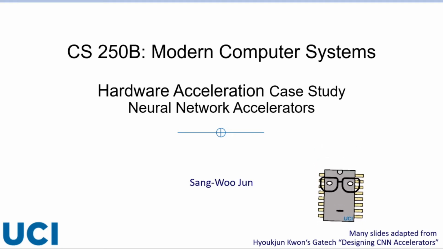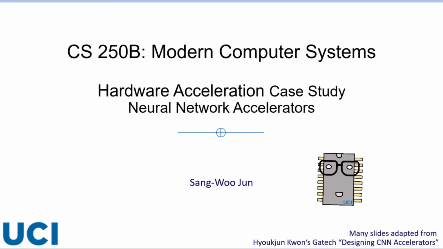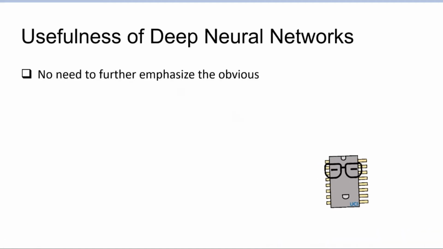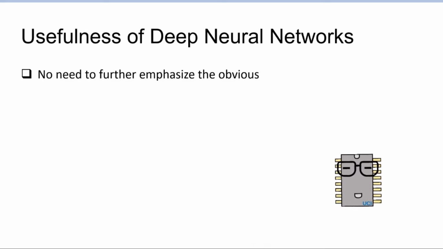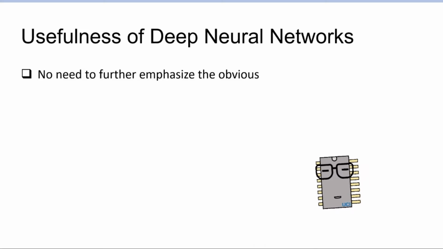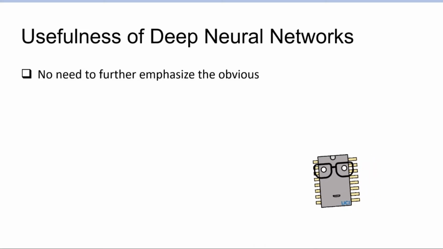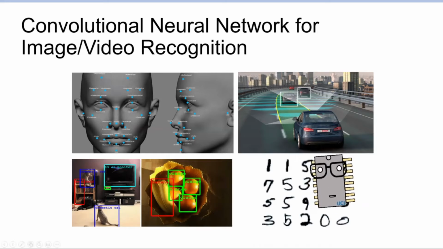Right. So yes, hardware acceleration case study, neural network accelerators. At this point, there's really no need for us to talk about the usefulness of deep neural networks or further emphasize the obvious, because everyone pretty much agrees it's one of the big pieces in modern society. It's really, really useful. It works really, really well. It's used for many, many applications, including image and video recognition.